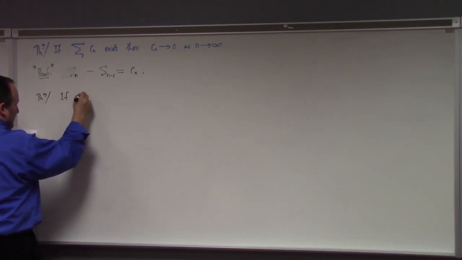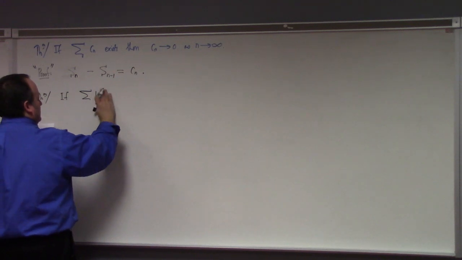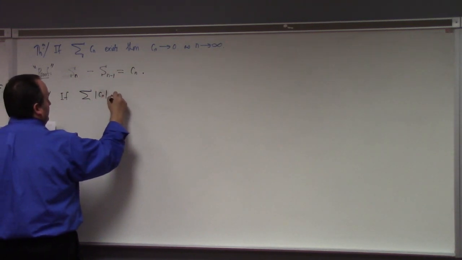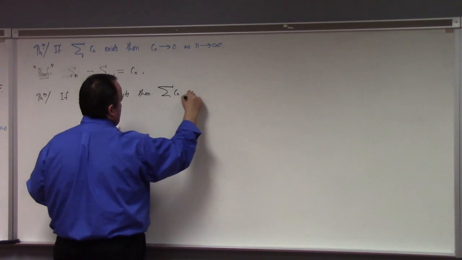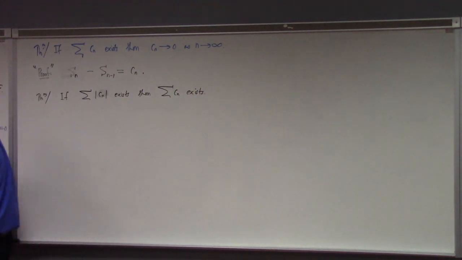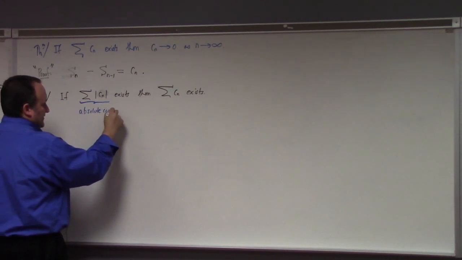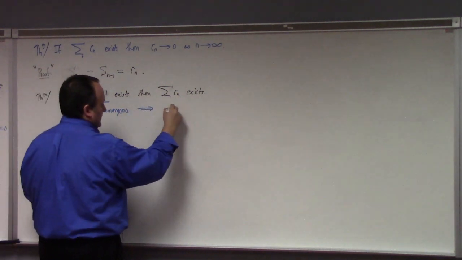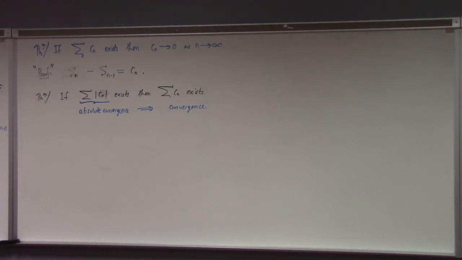If, goodness gracious, the sum of the absolute value of Cn exists, then this guy exists. Let me put this in words for you. This theorem says, this is called absolute convergence. So absolute convergence implies convergence for a series. All right. Let me make sure I'm not butchering that.